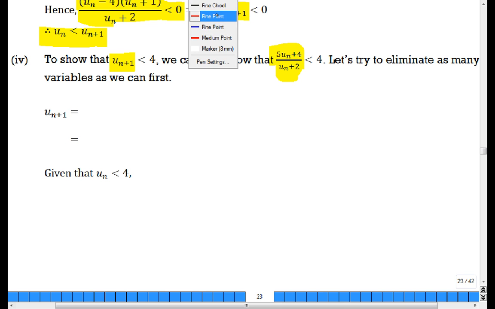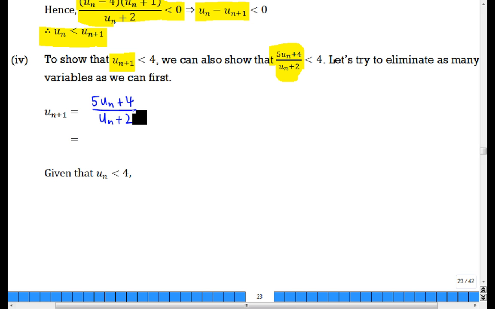Okay, how do we do it? Now, un plus 1 is equal to, of course I copy and paste only, this one. I'm trying to make use of the fact that this is smaller than 4, this is smaller than 4. How do I show that everything is smaller than 4? Complicated, right? And then the un in the numerator and denominator is getting in the way, right? So if I can, in inverted commas, get rid of the un either in the numerator or in the denominator, then it's a little bit easier.